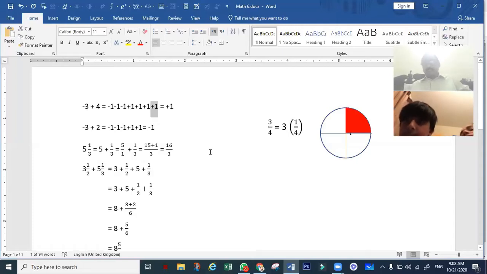Now I'll tell you what the teacher tells you. The teacher tells you to consider these two numbers: whichever number is greater, the answer would take its sign. 4 is greater than minus 3, so the answer would be positive. Otherwise, if minus 3 is greater in size than plus 2, then the answer would be negative. It is obviously true. This heap of the negative numbers is greater than that of the positive numbers.